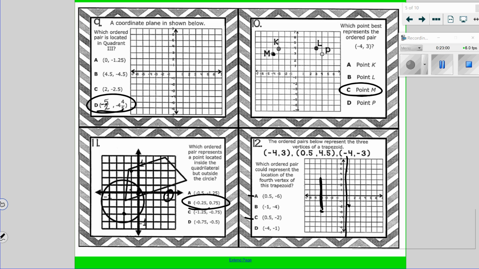The problem with that is that actually ends up being a parallelogram, not a trapezoid. So if you put A, I'll take it, or if you put C, I'll take it, but the actual answer is A. A is the actual answer. If you put C, that's acceptable. Or if you put both, I'd be okay with that too.